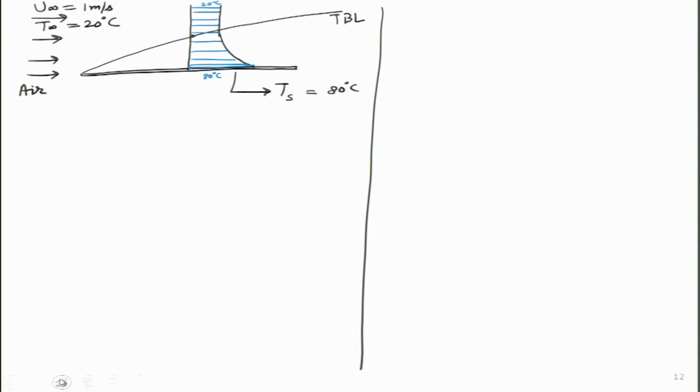So our question that we want to solve is: what is the overall value of Q dot L for the length L for this particular plate? So I am going to assume the plate length is L, and what is known to us are the values of Nu_x and h_x, both are known to us. So how do I calculate Q dot from here?